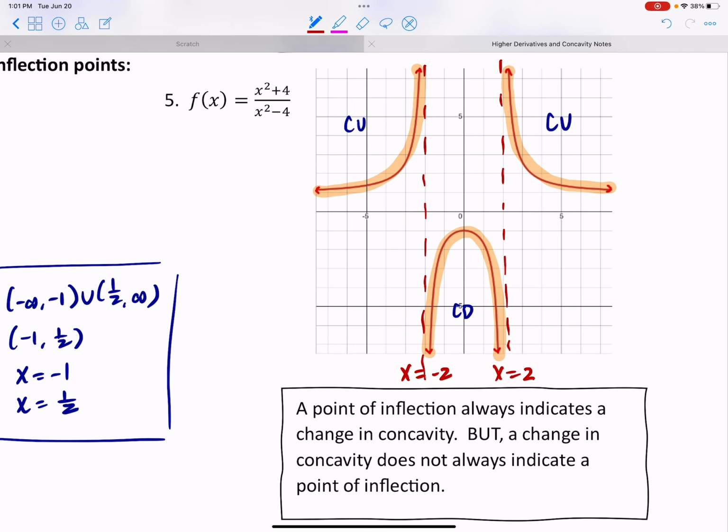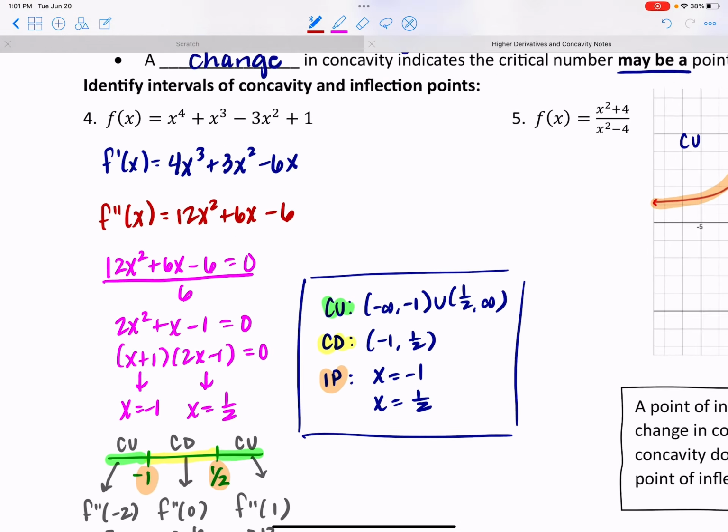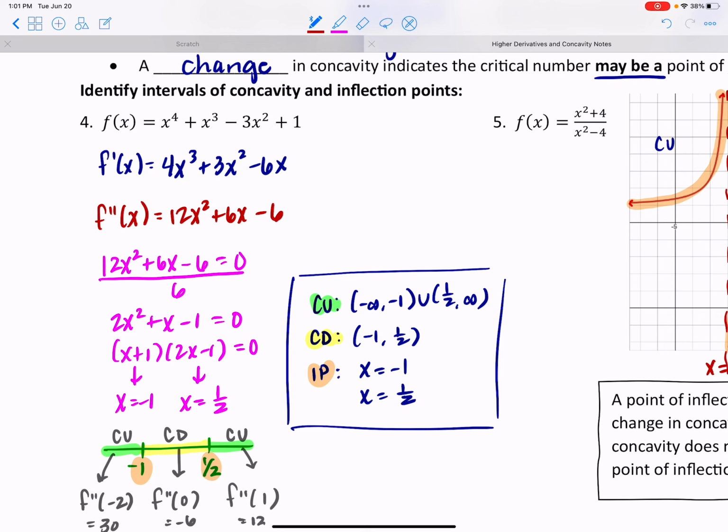So if I have an inflection point, again, it's always going to tell me I have a change in concavity, but a change in concavity does not always guarantee or indicate that we have a point of inflection. It could be something else that's breaking up the graph and causing that behavior to change. Okay? So ultimately, we can use this second derivative test to find our intervals of concavity. Those will always be there, right? But the inflection points are not guaranteed by this test.